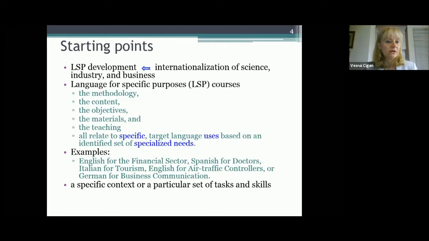There is a general consensus among scholars that LSP courses are those in which the methodology, the content, the objectives, the materials, the teaching, and the assessment practices, they all relate to specific target language uses based on an identified set of specialized needs. Common examples of LSP include courses like English for the financial sector, Spanish for doctors, Italian for tourism, English for air traffic controllers, or German for business communication, just to mention a few. In each of these cases, the content and focus of the language instruction is narrowed to a specific context of a particular set of tasks and skills.